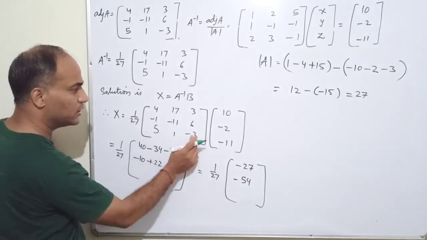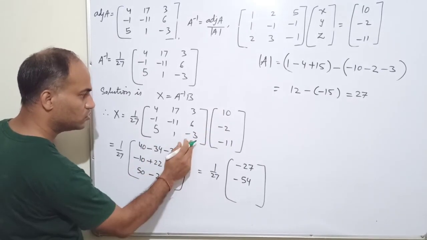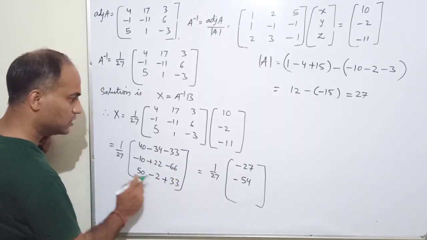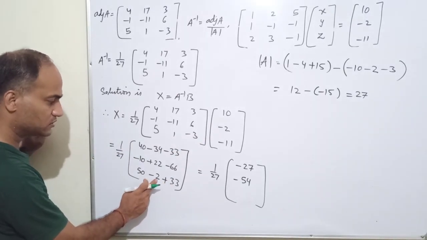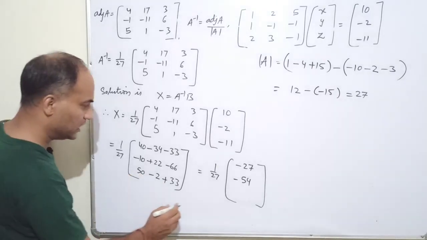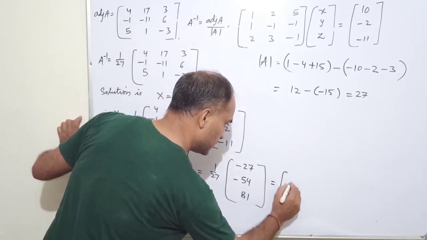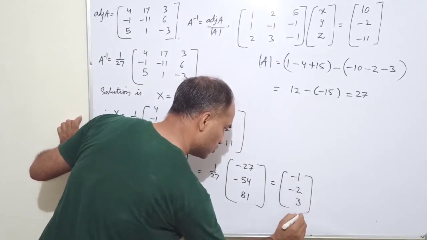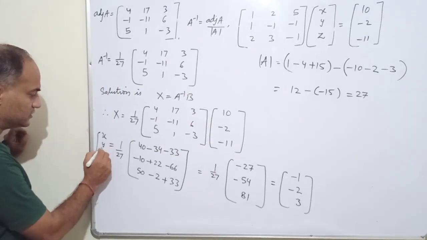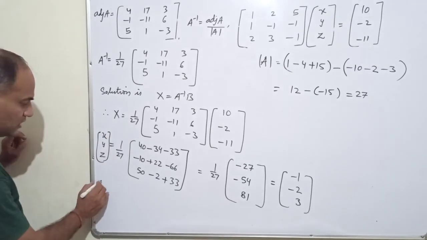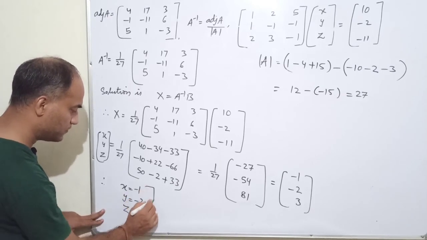Now the third row into this becomes 50, minus 2 and plus 33. Okay, 50 minus 2 and plus 33. So this is 33 and this becomes 31. 31 and 50 becomes 81. Now when we divide these values by 27, we get minus 1, minus 2 and 3. So we can clearly say the values x, y and z form this matrix. On comparison we get x is equal to minus 1, y is minus 2 and z is equal to 3. Okay, this is the answer.